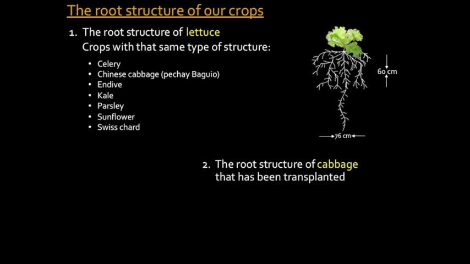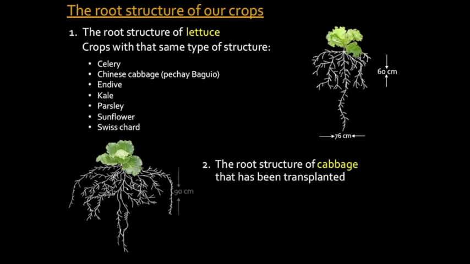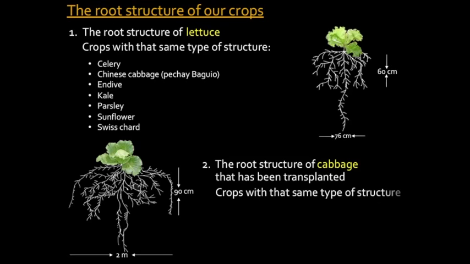Root structure of cabbage that has been transplanted. Crops with that same type of structure when grown as transplants: broccoli, cauliflower, and kohlrabi.